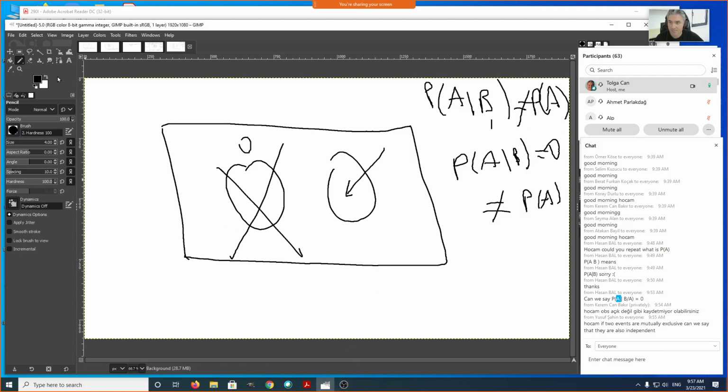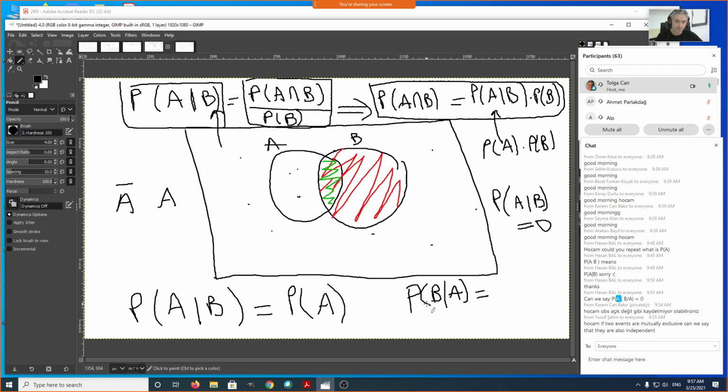Now, let me go back to this one. What is P(B given A)? For example, P(A given B) is equal to P(A). Okay, A is conditionally independent given B. Can we also say the same thing for B? Or in other words, is this also true with just this information? Let's see whether that's true. I was going to put a question mark here.